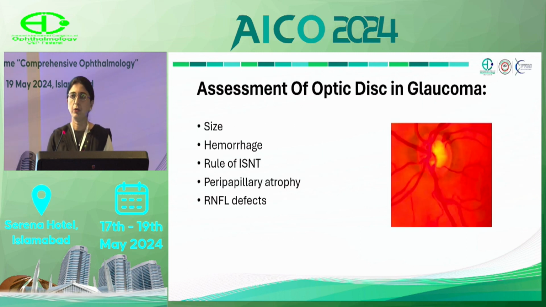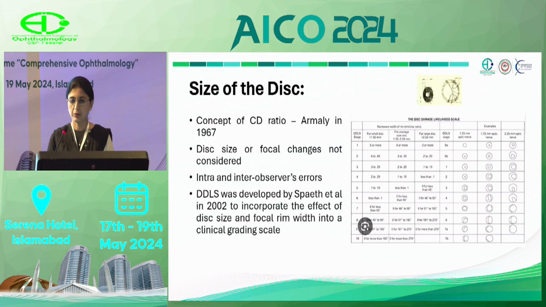There must be a set way of looking at a glaucoma optic disc, and for that we follow the mnemonic SHIP: size, hemorrhage, ISNT rule, atrophy, and RNFL defects. It's very important to look at the size of the disc. This concept was introduced by Amle, and later on it was strengthened by Spaeth, who devised the disc damage likelihood scale. He also incorporated neuroretinal rim width in it, and he categorized the disc as small, medium, and large discs.